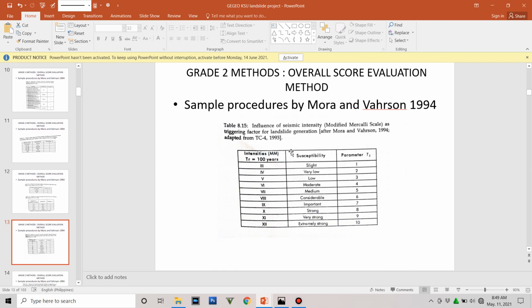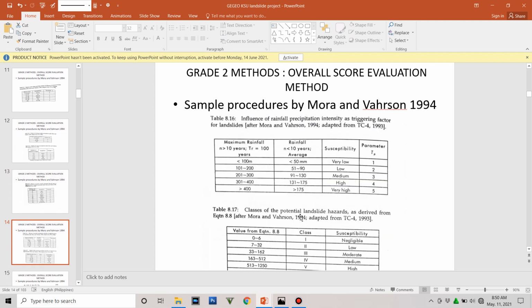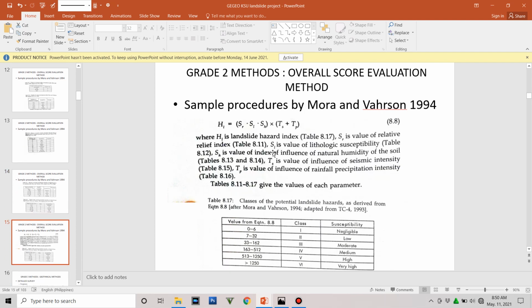And of course the influence of the seismic intensity. So this is the modified Mercalli scale. So we have the seismic that will be a triggering factor for landslide generation. So this is parameter TS. So from that we can finally compute by a simple arithmetic the landslide hazard index.